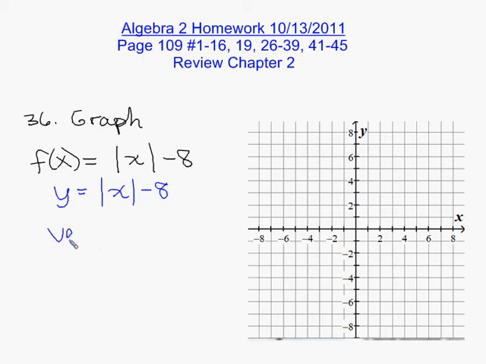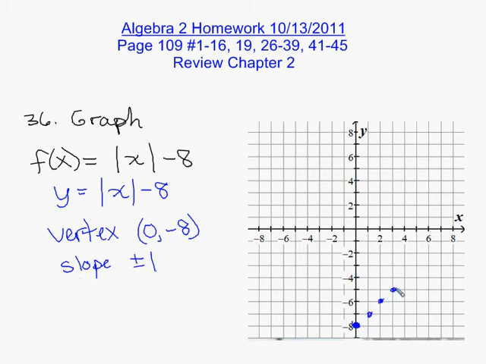Okay, now the vertex, that's the first thing that you want to graph, is the point 0, negative 8. It's 0 because there's nothing added inside with the x this time. All right, so 0, negative 8 is right down here. The slope is 1. There's no fancy slope involved in this case. It's positive and negative 1, and it does open upward.